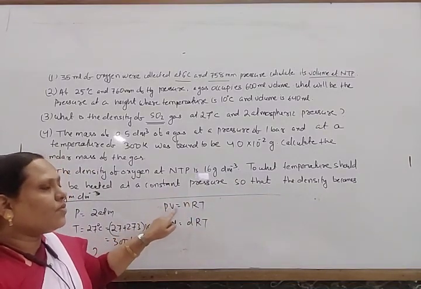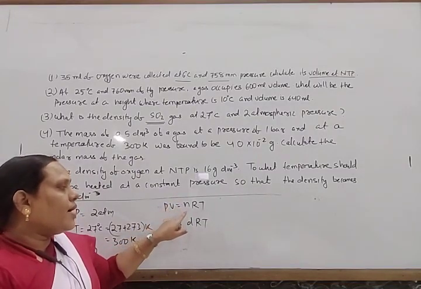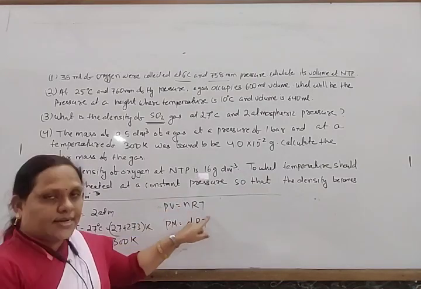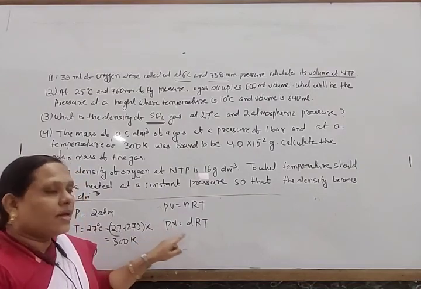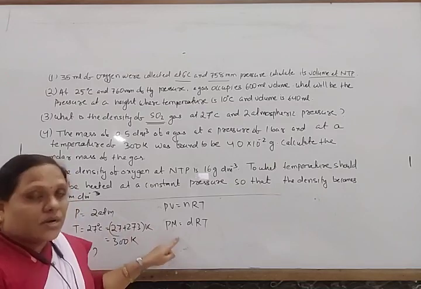Molecular mass comes here and volume comes here, so that it becomes W by V. PM equal to W by V RT. So W by V equal to D. So in this way, PM equal to dRT. So pressure into molecular mass.